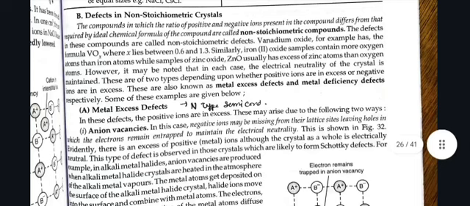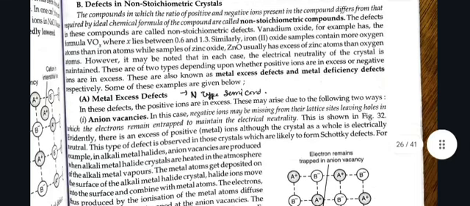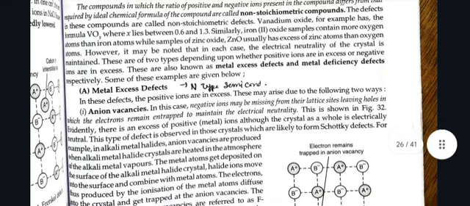Vanadium oxide, for example, has a formula VOx, where x lies between 0.6 and 1.3. Similarly, iron(II) oxide samples contain more oxygen atoms than iron atoms, while samples of zinc oxide ZnO usually have an excess of zinc atoms over oxygen atoms. However, it may be noted that in each case, the electrical neutrality of the crystal is maintained. These are of two types depending upon whether positive ions are in excess or negative ions are in excess. These are also known as metal excess defect and metal deficiency defect, respectively. Some of these examples are given below.